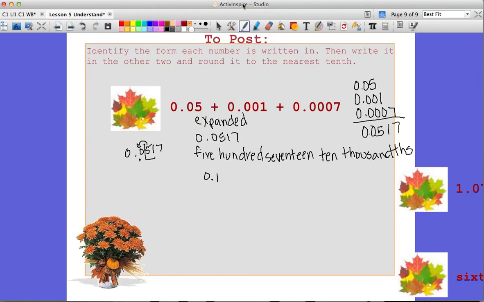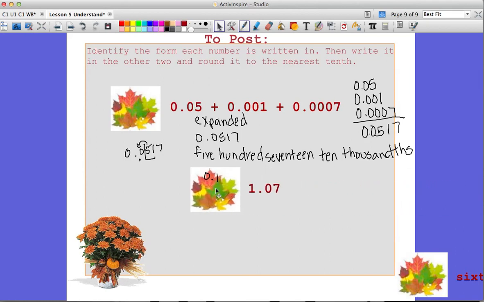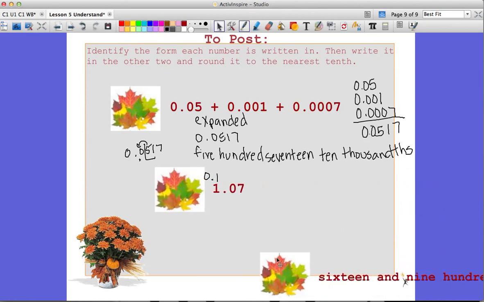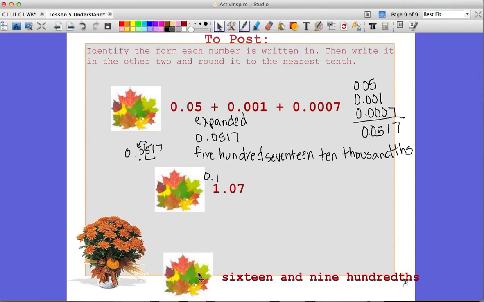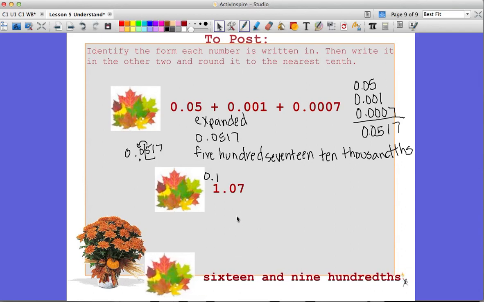Since I've done the first one for you as an example, you only need to do these 2 on your own. As always, if you have any questions, make sure to write them down or post them on Edmodo so we can go over them in class tomorrow.